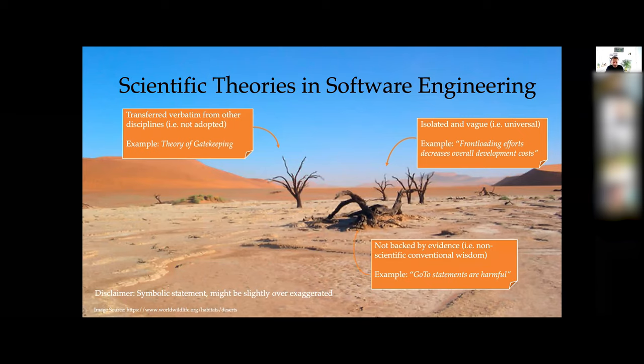And finally, the last part, and this is the most dangerous part, is that we have things that we treat as if they were facts, as if they were theories, but they are not backed up by scientific evidence at all whatsoever. One such example is go-to statements considered harmful. I will show you this very example in a second, because it's actually very interesting to look into that one.